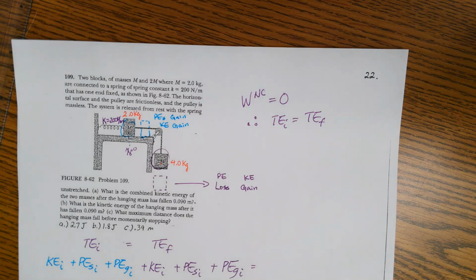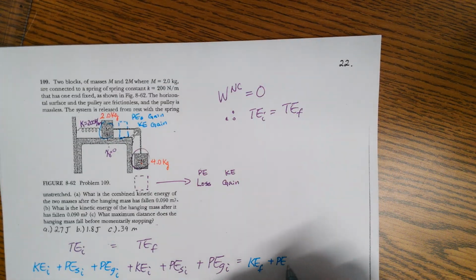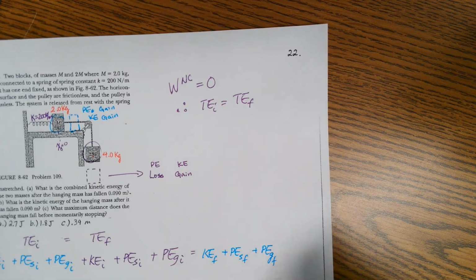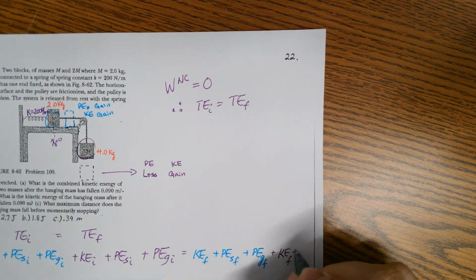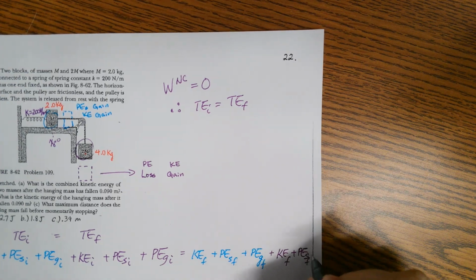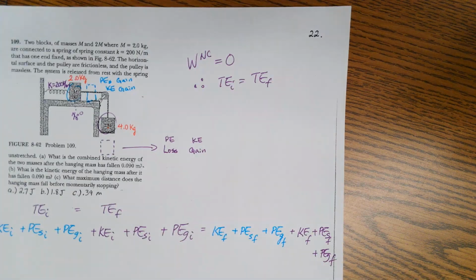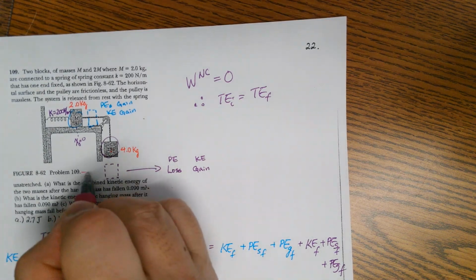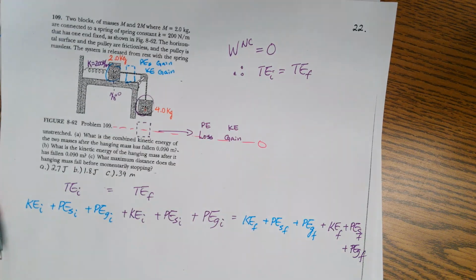That has to equal kinetic energy final plus potential energy spring final plus potential energy gravitation final, plus kinetic energy final plus potential energy spring final plus potential energy gravitation final. We're going to consider this to be our zero right here if you want. Does that make sense? All right.